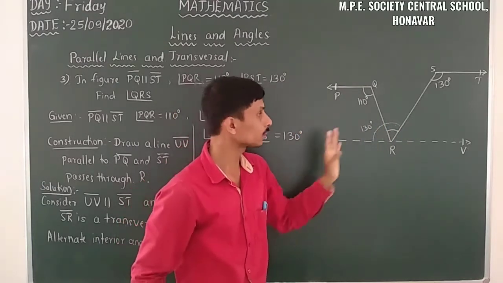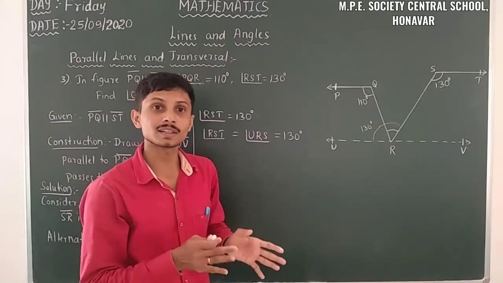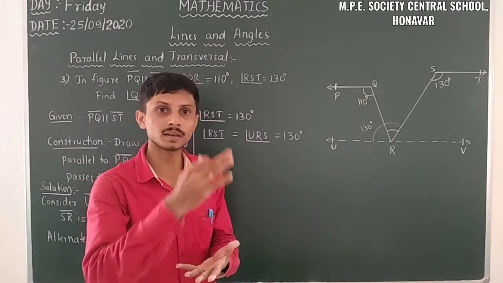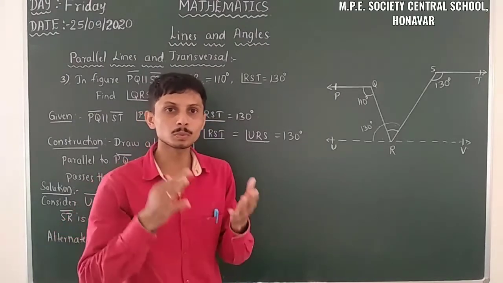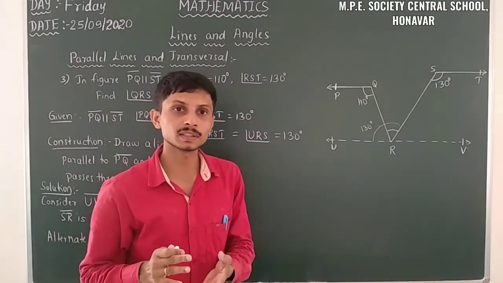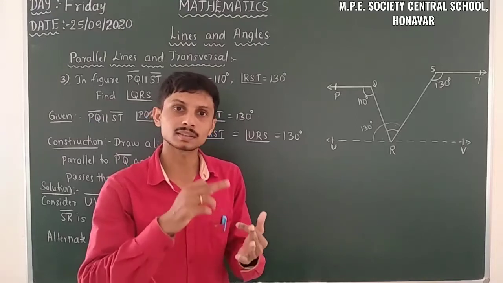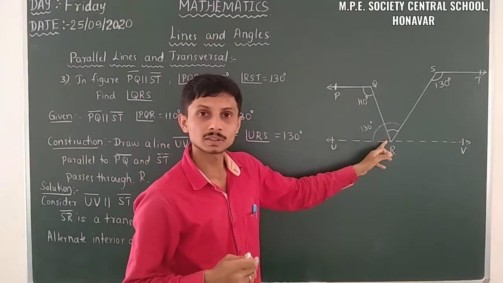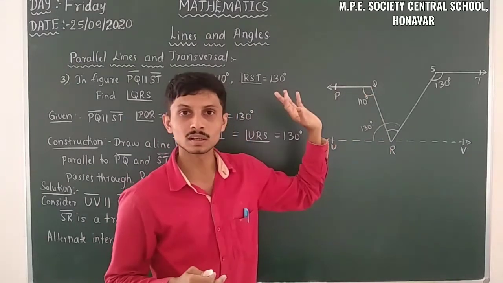So how can we take that one? We have to take the chances. What are the chances? When two lines are parallel and a transversal intersects those two parallel lines at different points, there are some theorems. That is, corresponding angles are equal. Is there a corresponding angle based on this? No, here there are no such angles.